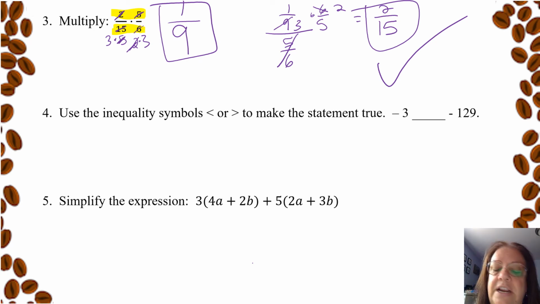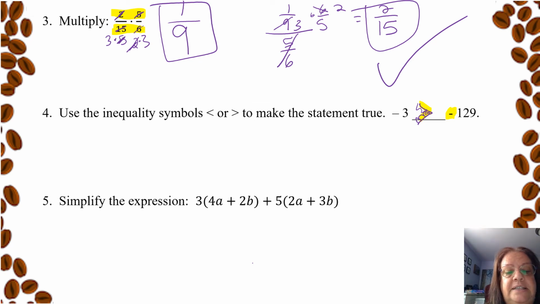All right, use the inequality symbols, less than or greater than, to make this statement true. Okay, that is not a subtraction, it's a negative. I'm putting the symbol in right now. So we're just putting less than or greater than. Now remember, with negative numbers, the bigger the number, the smaller it is when it's negative. So that means that the negative 129 is the smaller. So remember, our little alligator has to eat, okay, he needs some dental work, but he's eating the larger of the two numbers, being the negative 3.